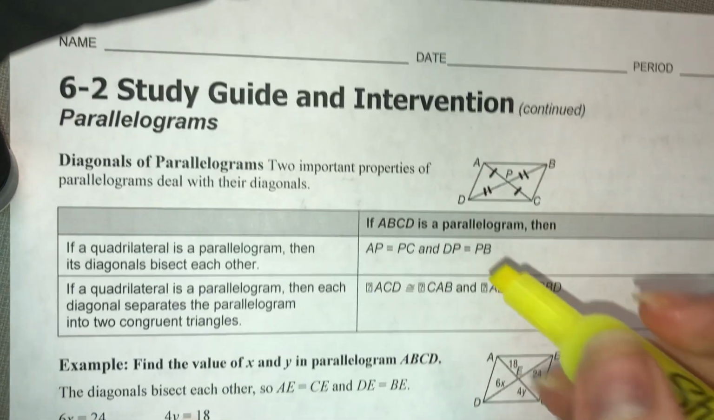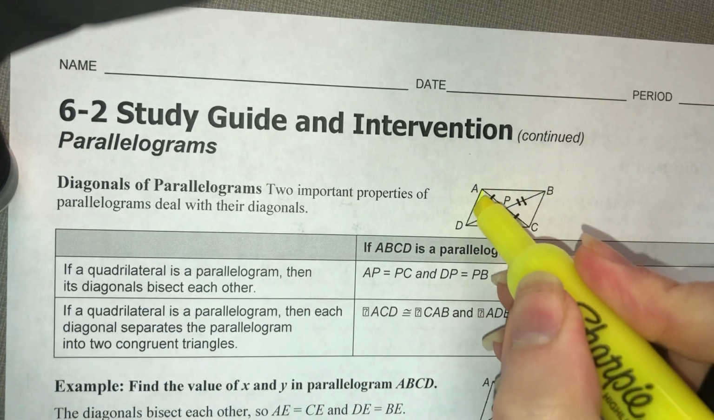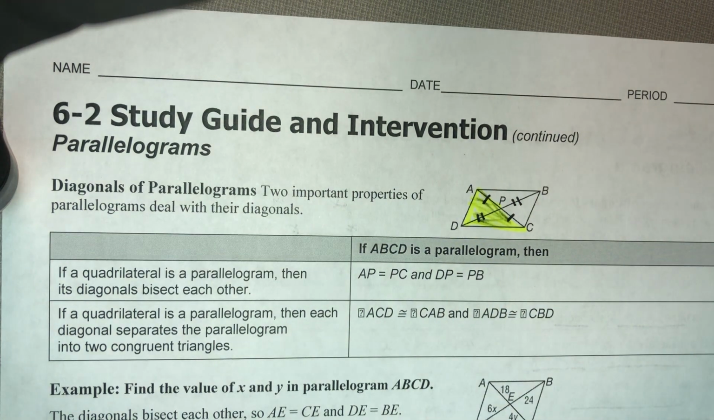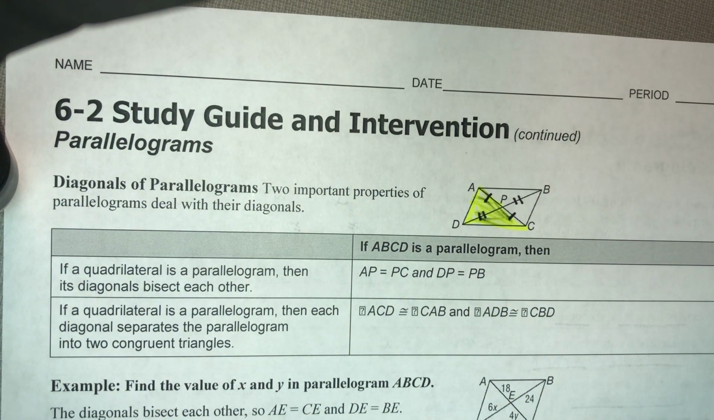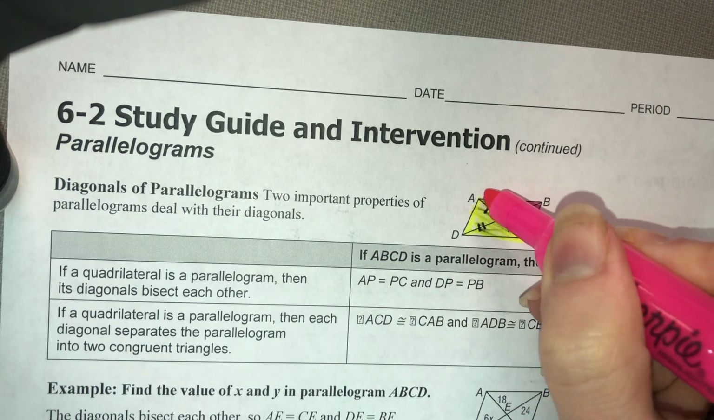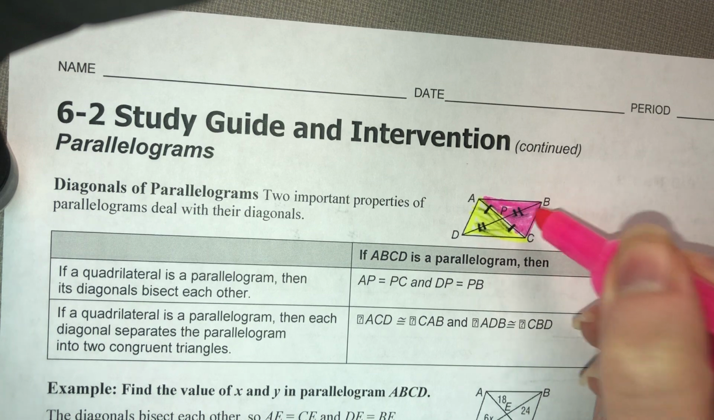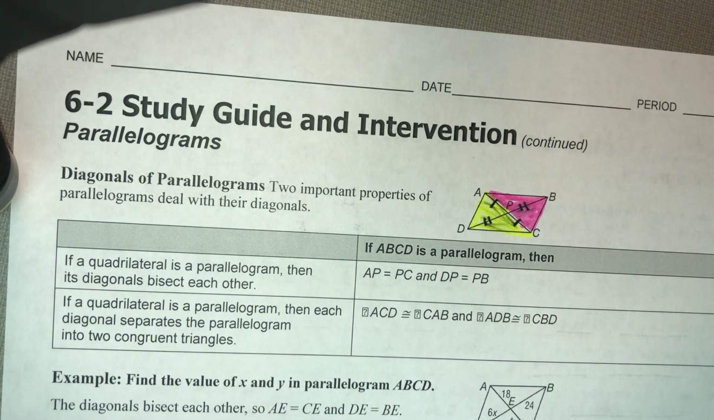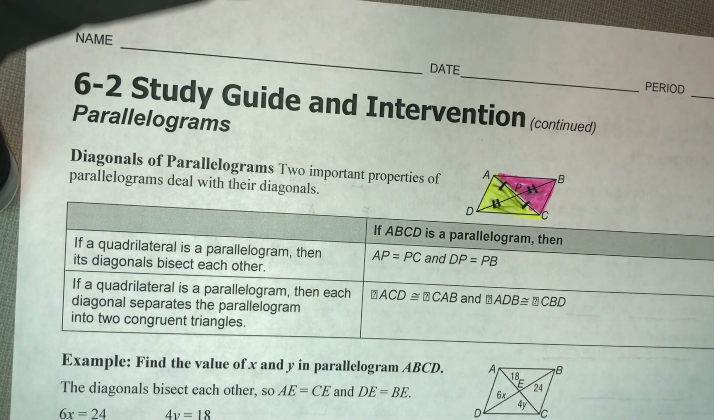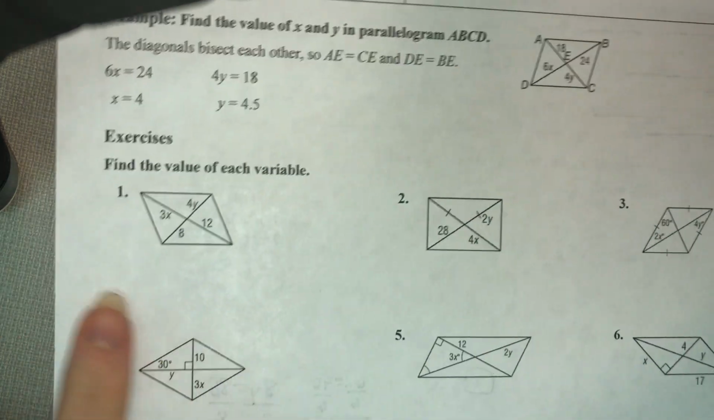If a quadrilateral is a parallelogram, then each diagonal separates the parallelogram into 2 congruent triangles. So this diagonal AC makes one triangle on this side of the parallelogram and another triangle on the opposite side over here. Those are congruent triangles. So one diagonal will split the parallelogram into 2 congruent triangles.